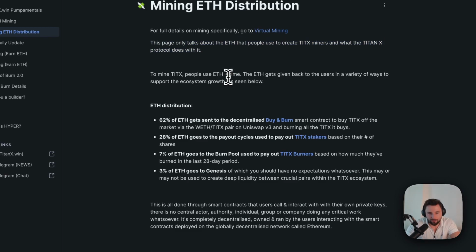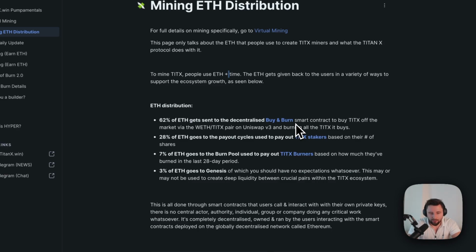The Ethereum gets given back to users in a variety of ways to support the ecosystem growth as the network grows, right? So the Ethereum distribution. 62% of the Ethereum gets sent to the decentralized buy and burn smart contract to buy and burn Titan X off the market via the wrapped Ethereum Titan X pair on Uniswap v3. And every single Titan that it buys, it also burns.